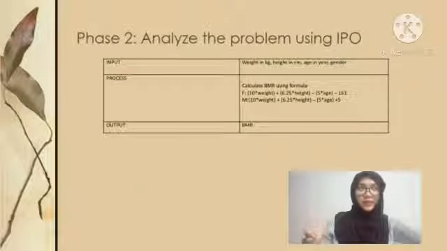In phase 2, analyze the problem using IPO. In input, we put weight in kg, height in cm, age in years, and gender. In process, calculate BMR using the formula, which for female is 10 multiply weight, plus 6.25 multiply height, minus 5 multiply age, and minus 161. For male, 10 multiply weight, plus 6.25 multiply height, minus 5 multiply age, and plus 5. And the output is BMR.